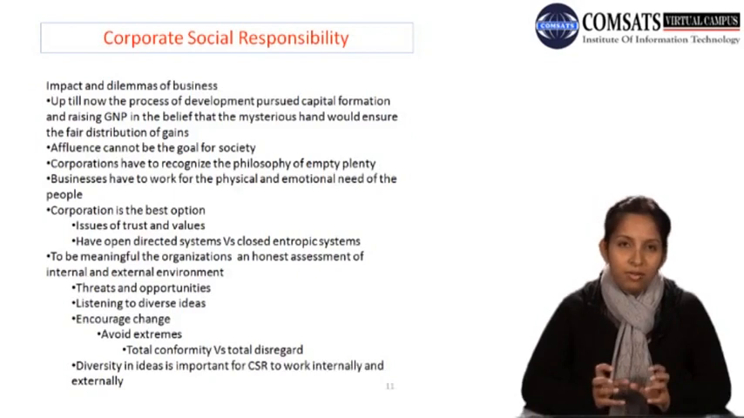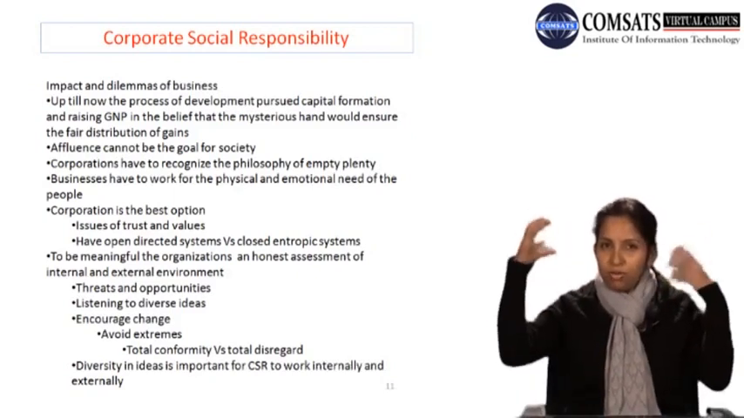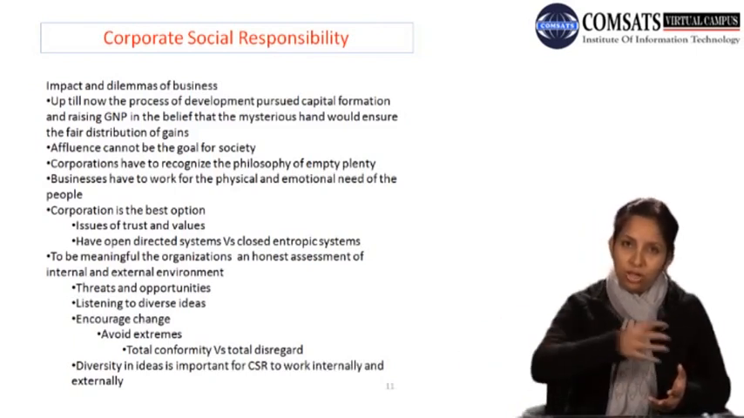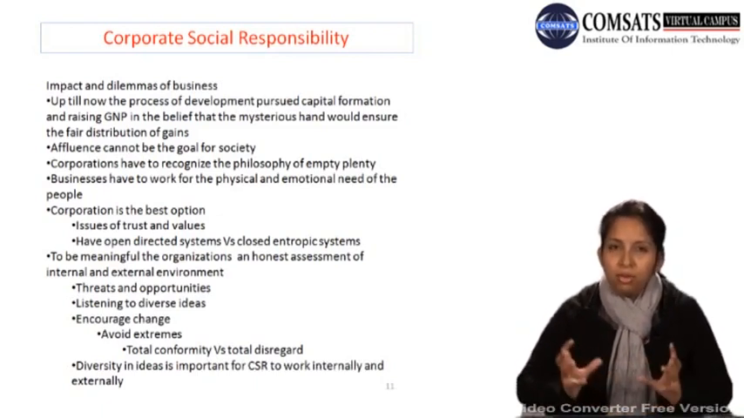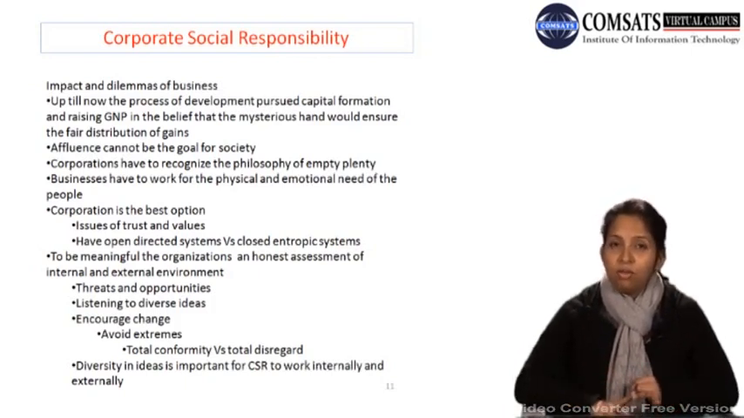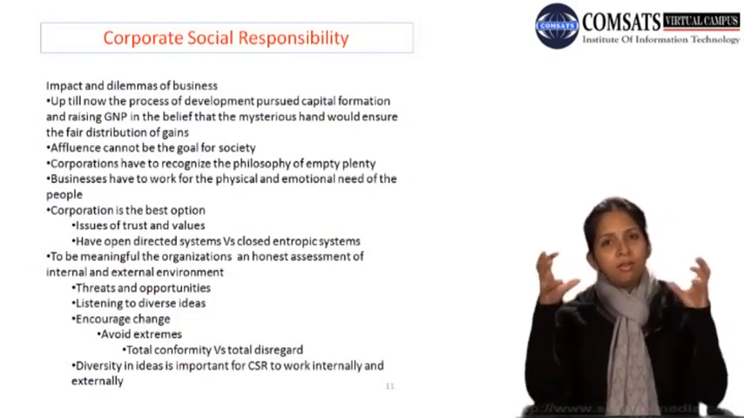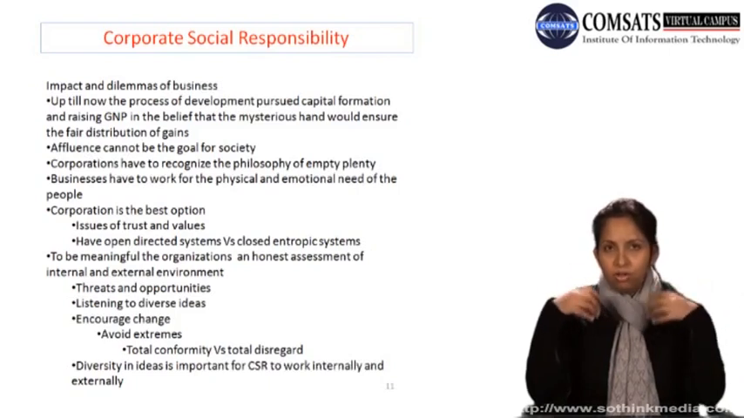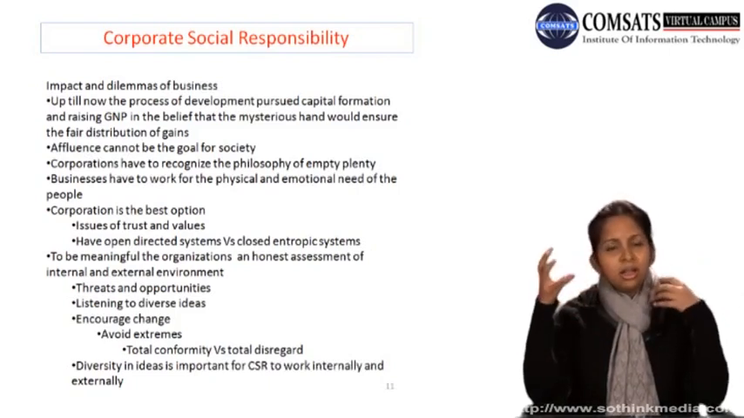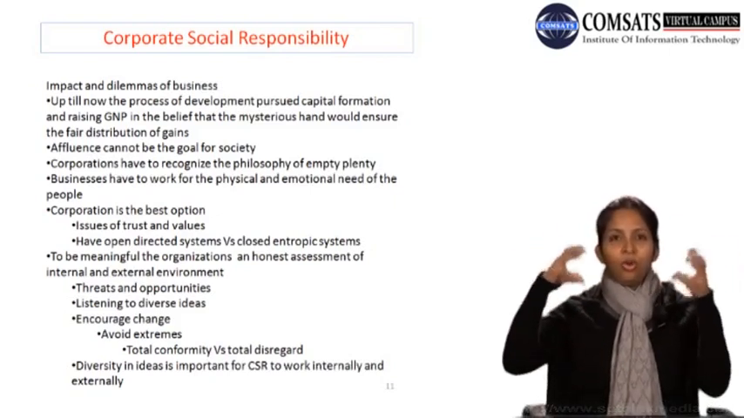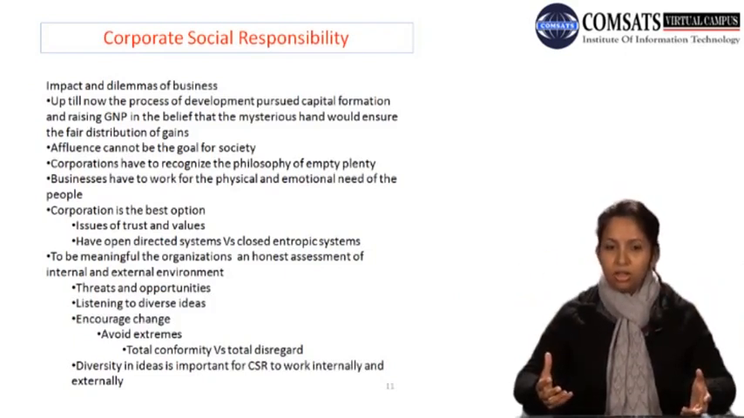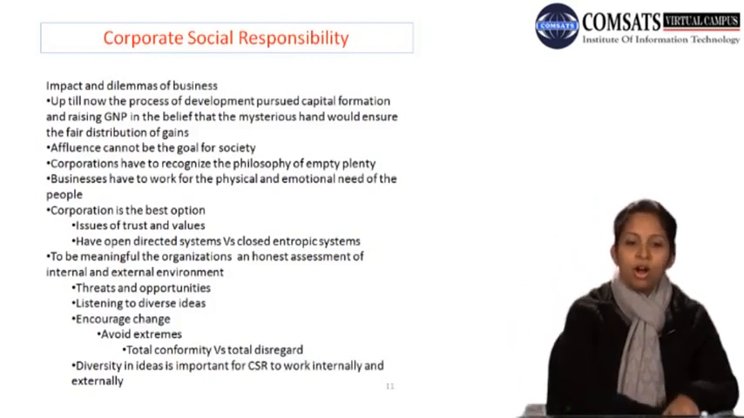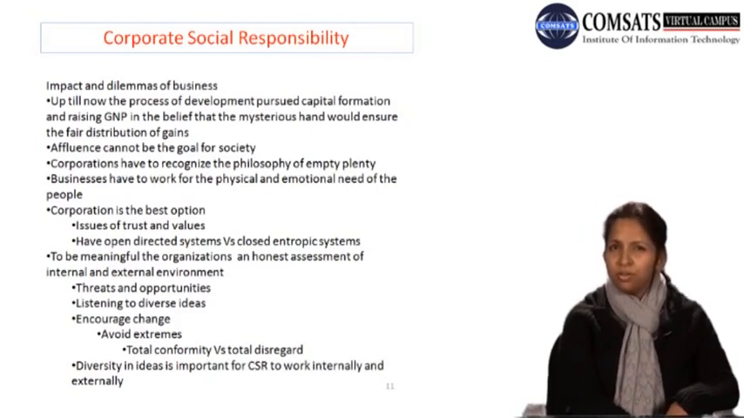So up till now, when we talk, the basic thrust of everything was that whatever the businesses do, whatever economic transactions they are doing, the primary purpose of that economic activity is to increase capital formation, to make as much money as possible. We need to improve GDP and GNP in the belief that when we'll have enough money and when we'll have enough capital formation and when we'll have good GNP and GDP, automatically by some mysterious hand, the good that capital formation had created, the other benefits it had created, will automatically be transferred down and a fair distribution of gains will happen. So that was the belief before.